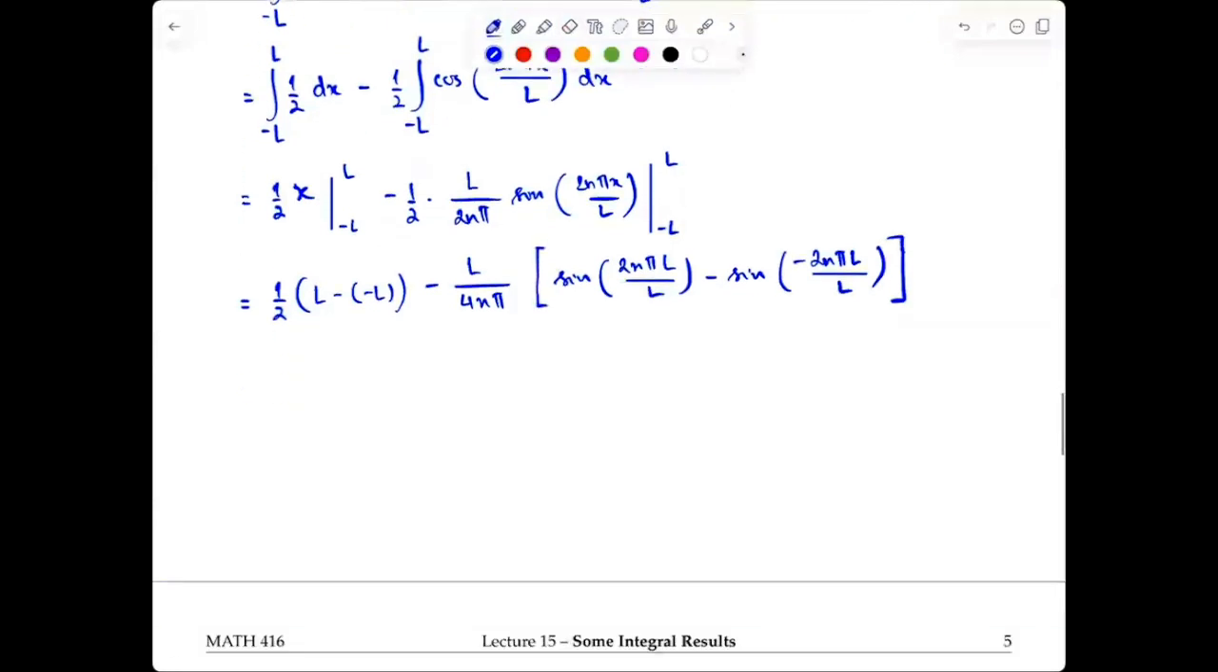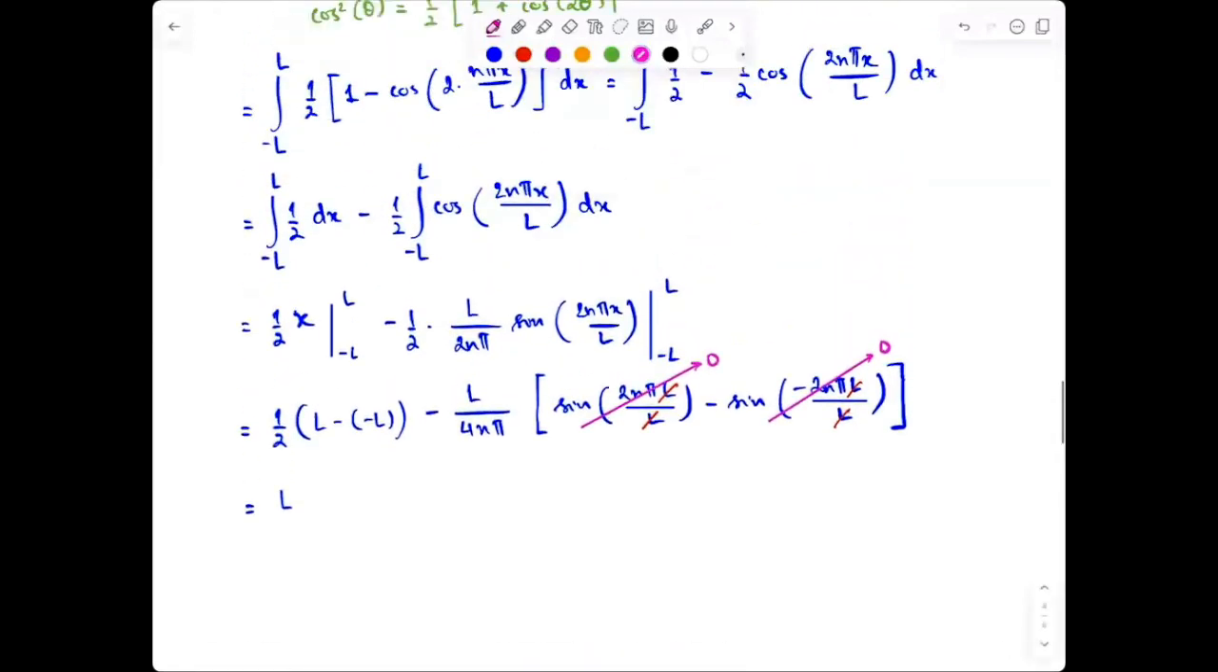All right. So the first term is simple enough, that gives you L. So L minus negative L gives you 2L, divided by 2 gives you L. Now for this term, you can see the L cancels out, and you're left with sine of 2n pi, so that should give you 0. And for the second term, the L cancels out as well, and you're left with sine of negative 2n pi, and that one is 0 as well.